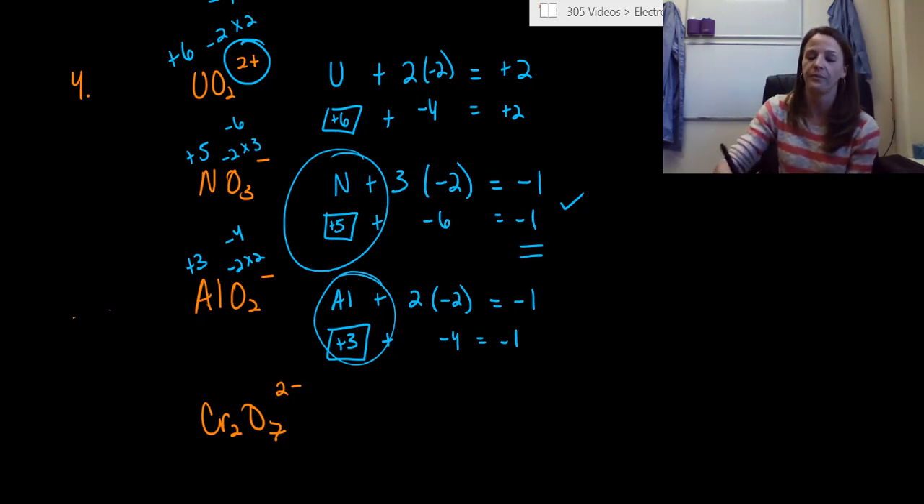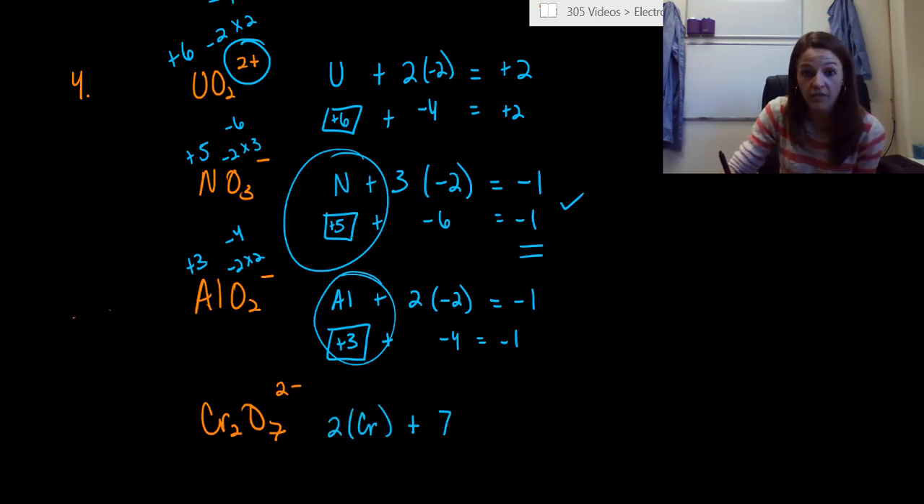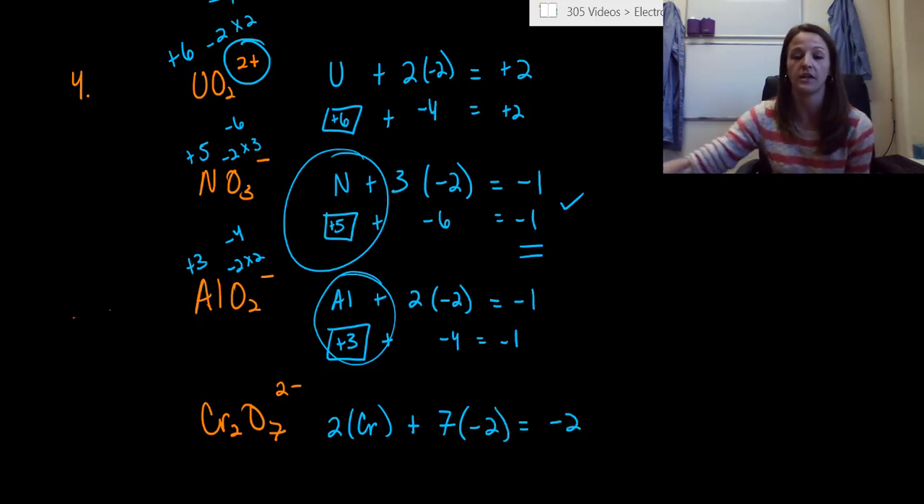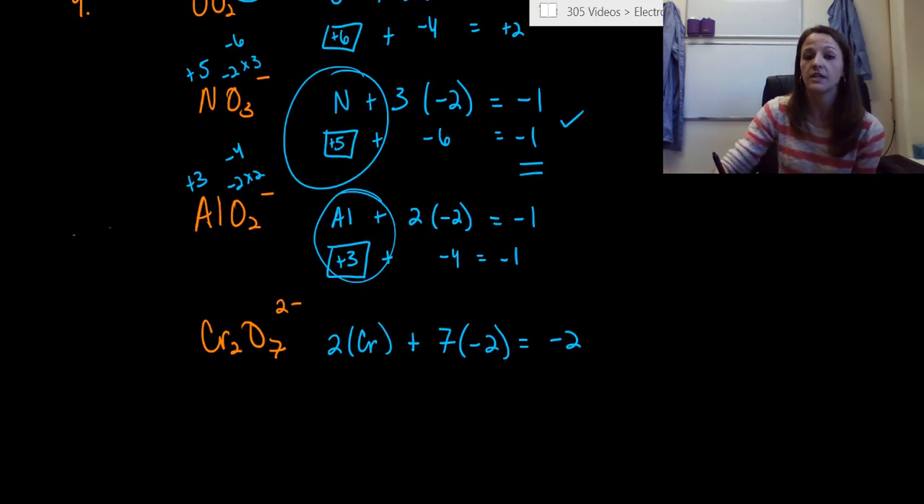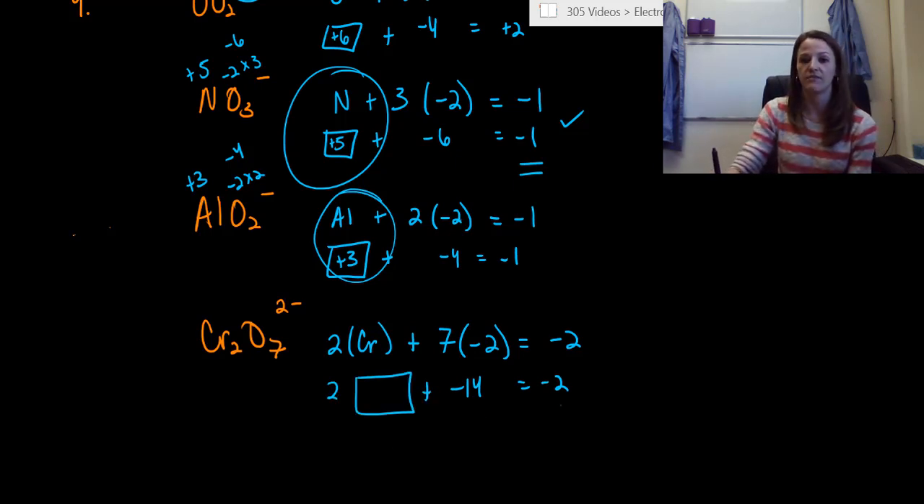All right, let's do the last one. So for this one, what we need to do is 2 times our value of chromium plus 7 times our oxidation number of oxygen, which we know is negative 2, and all of that has to add up to be equal to negative 2. All right, so 7 times negative 2 gives us a negative 14 charge, and then we have 2 times something minus 14 has to give us a value of negative 2.